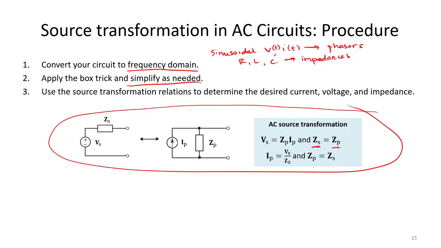So our favorite equation for our source transformation resistance is now source transformation impedance. Just like with resistors, we see that the source transformation impedance will be equal for both series and parallel. And then our voltage and current phasors are related by a similar equation, except now instead of Rs and Rp, we have Zs and Zp for our impedances.